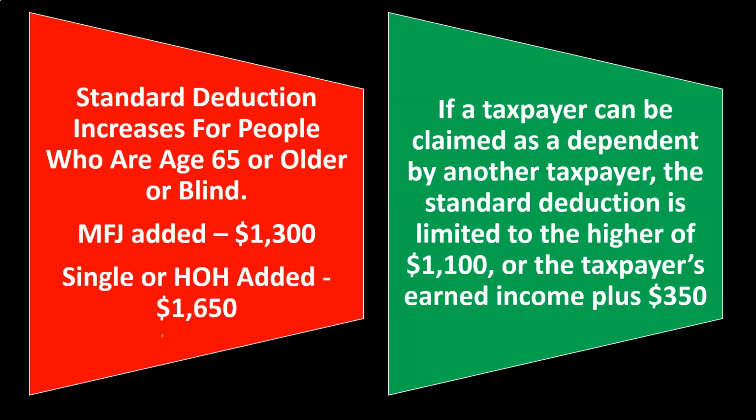Okay, if a taxpayer can be claimed as a dependent by another taxpayer, the standard deduction is limited to the higher of 1,100 or the taxpayer's earned income plus 350. So if they're claimed by somebody else and they're filing a tax return, they're not going to get the full standard deduction, because the standard deduction is being taken by the other person who's filing the tax return. Presumably, they wouldn't have a whole lot of income because they're qualifying as a dependent, typically. And therefore, you have a limited standard deduction of 1,100 or the taxpayer's earned income plus 350.